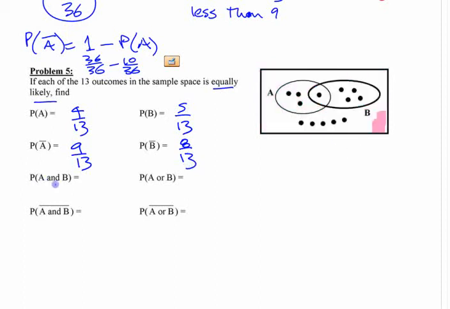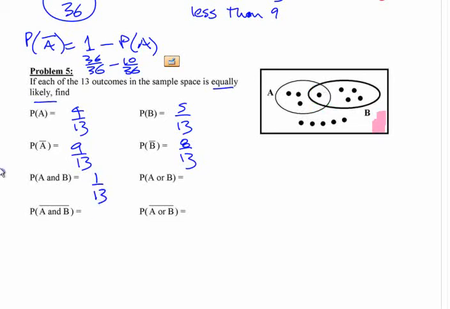Now this, A and B, where's that? Right there, right? That's A and B. I guess if I was following my colors before, it should be green, but 1 out of 13.